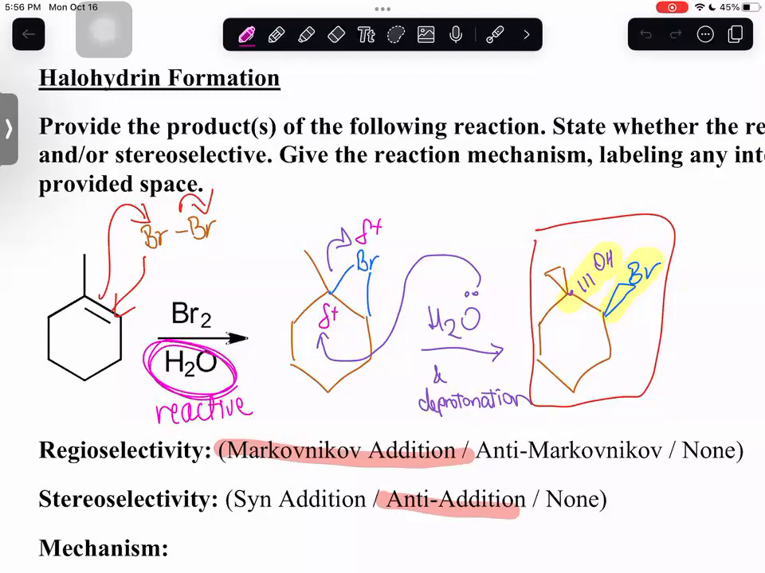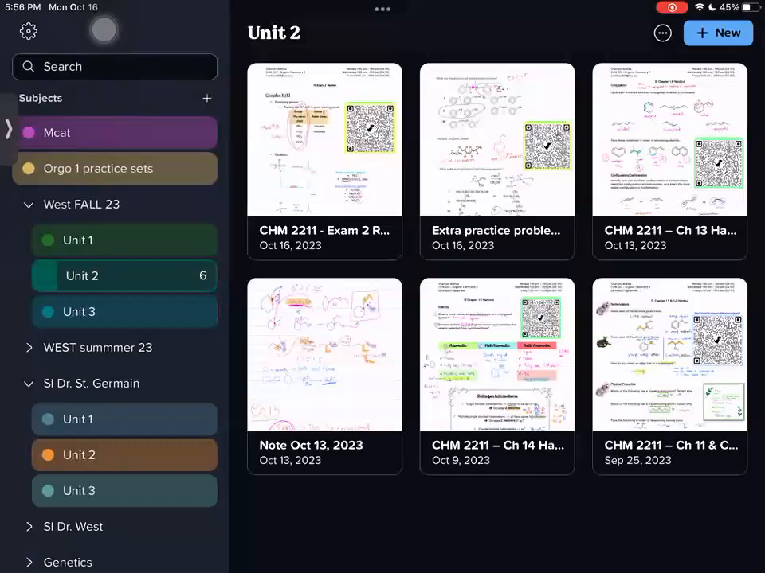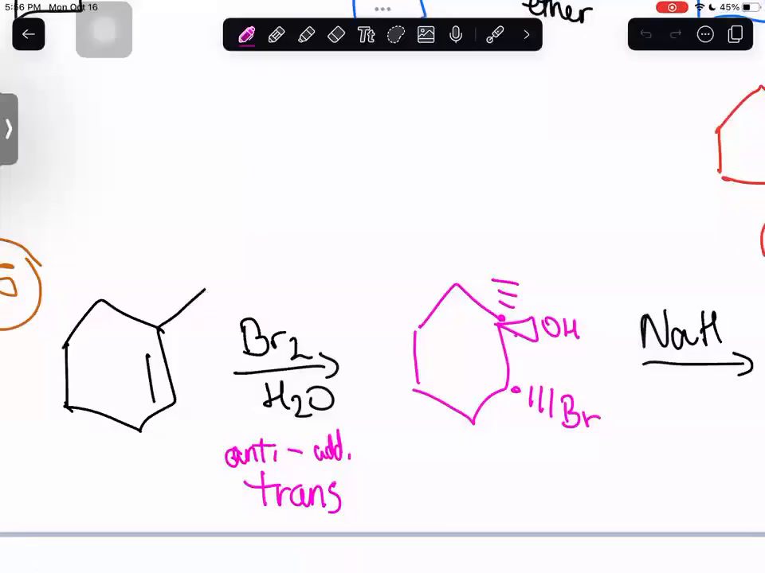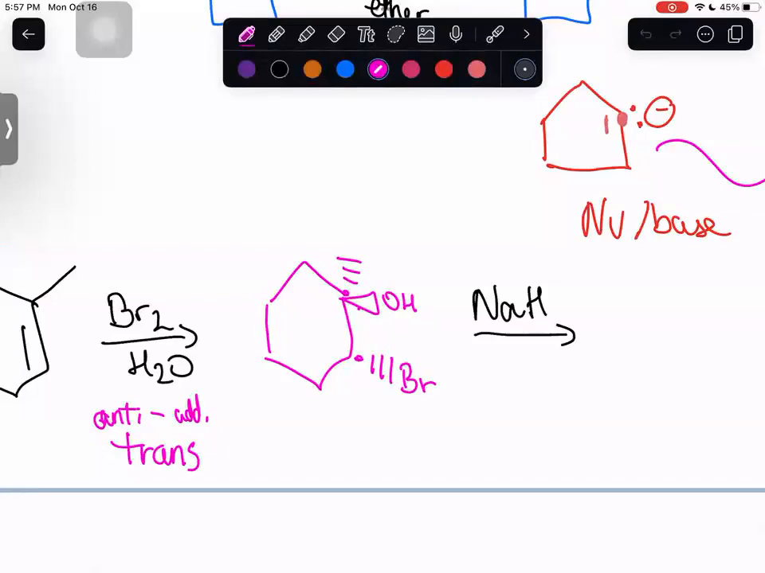Let's go back to the handout. Yes, for any halogens. Usually we don't care about iodine or fluorine. We just love chlorine and bromine.